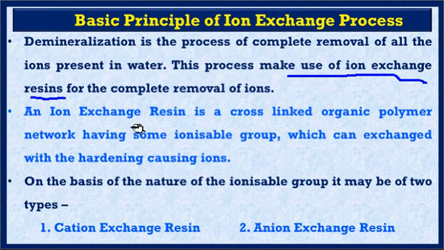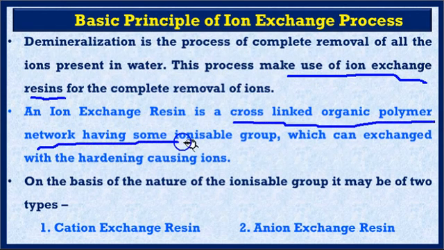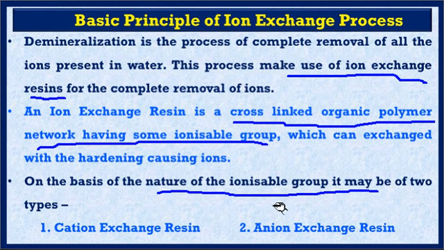The ion exchange resin is a cross-linked organic polymer network having some ionizable groups which can exchange with the hardness causing ions. That means these ion exchange resins are polymeric materials with exchangeable ions. On the basis of the nature of these ionizable groups which can be exchanged with other ions, these resins are of two types. First is the cation exchange resin and the second one is the anion exchange resin.